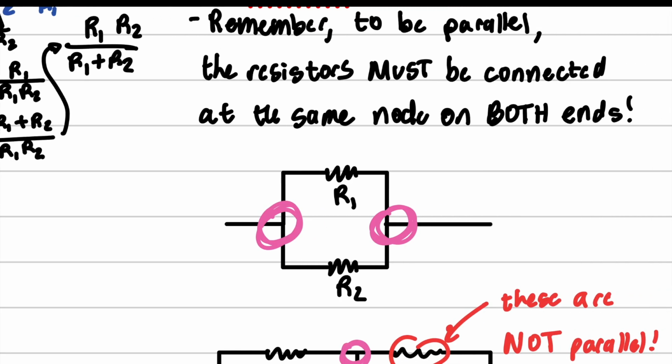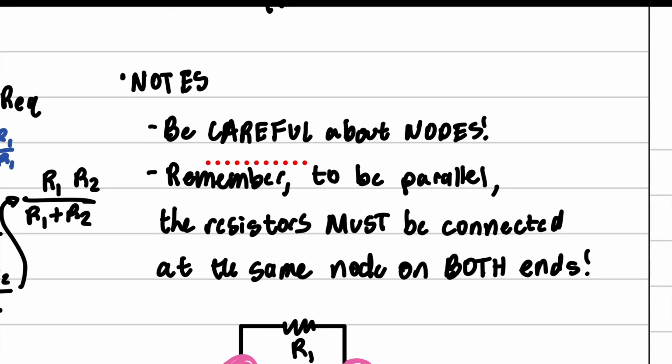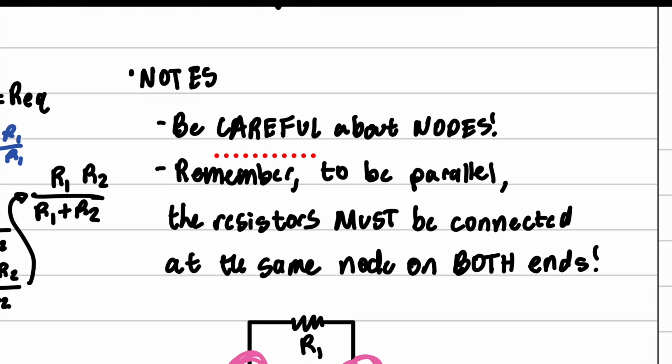Now, we have to be careful because we're in circuit analysis now. All of this is probably stuff you've known from E&M, and there are going to be problems where we cannot solve for the series or the parallel because the resistors are not in series and parallel. So note number 1 is to be careful. Be careful about the nodes.